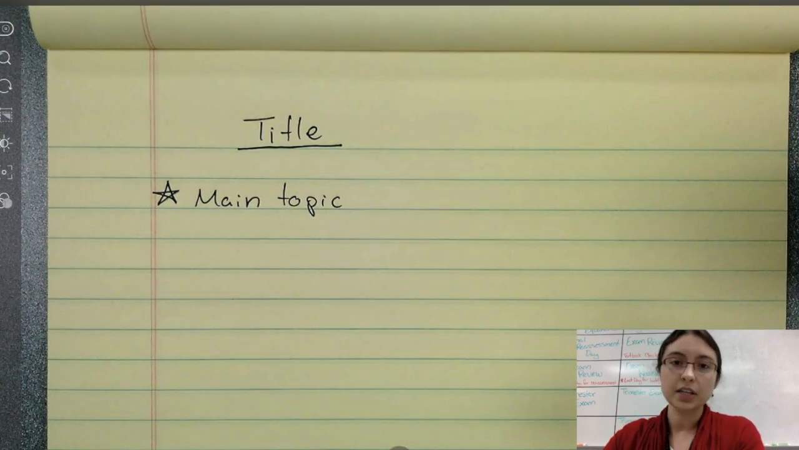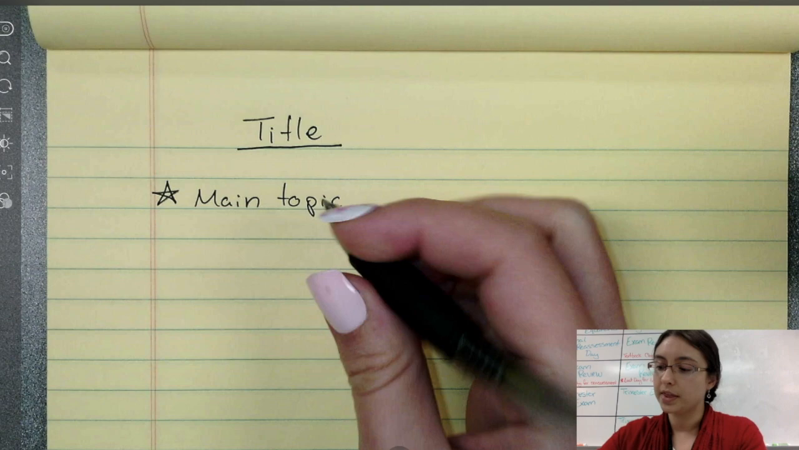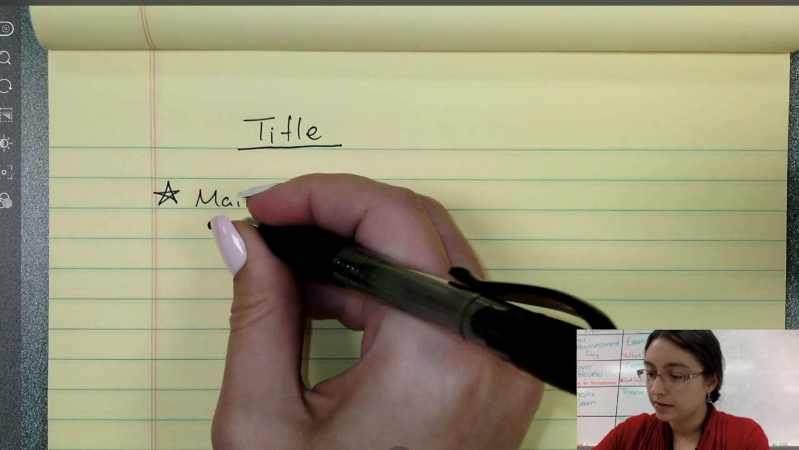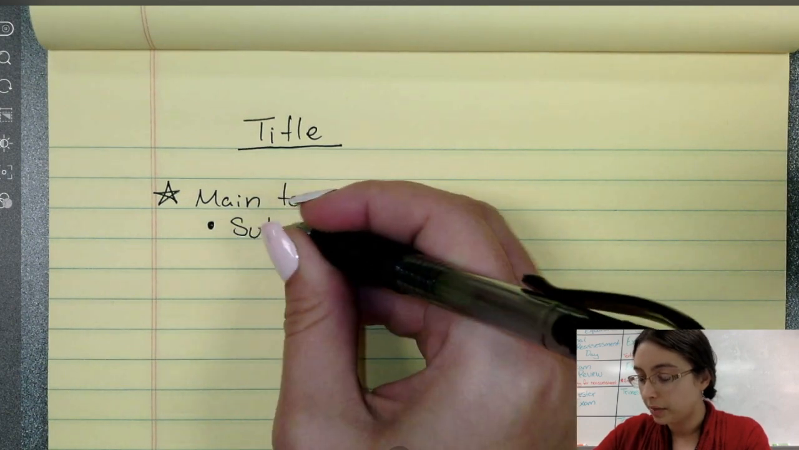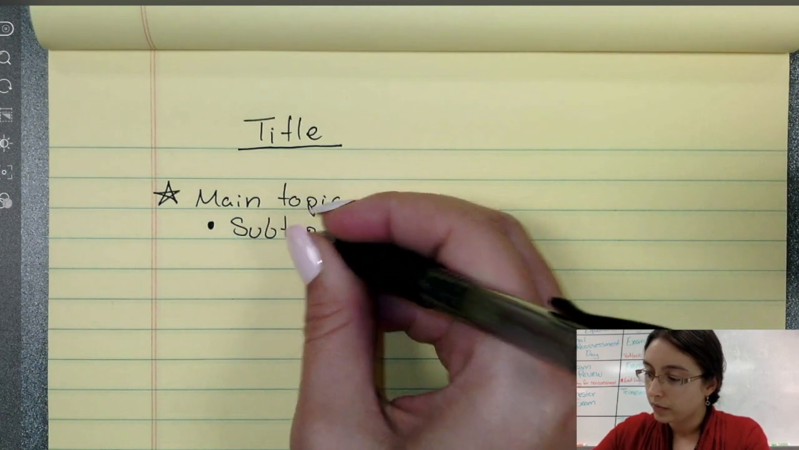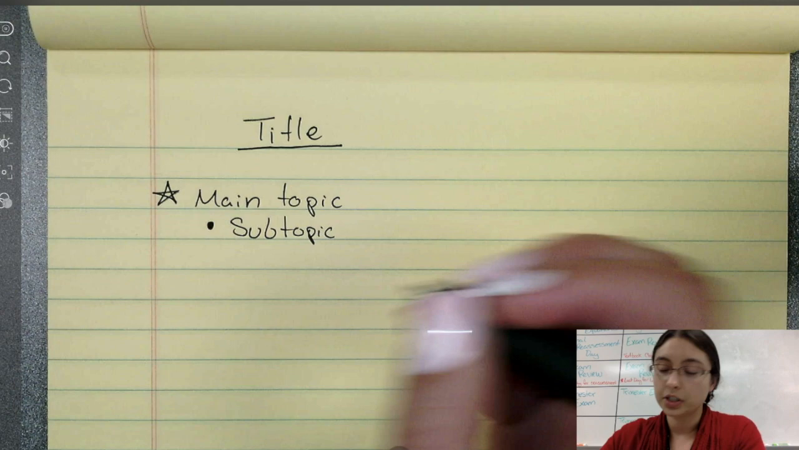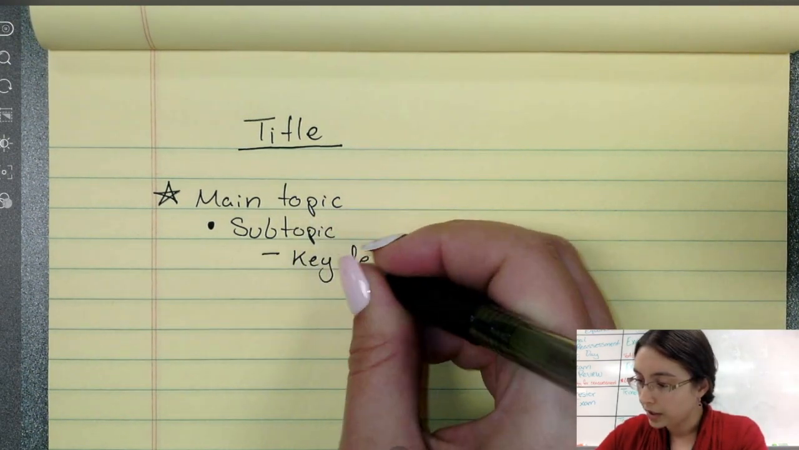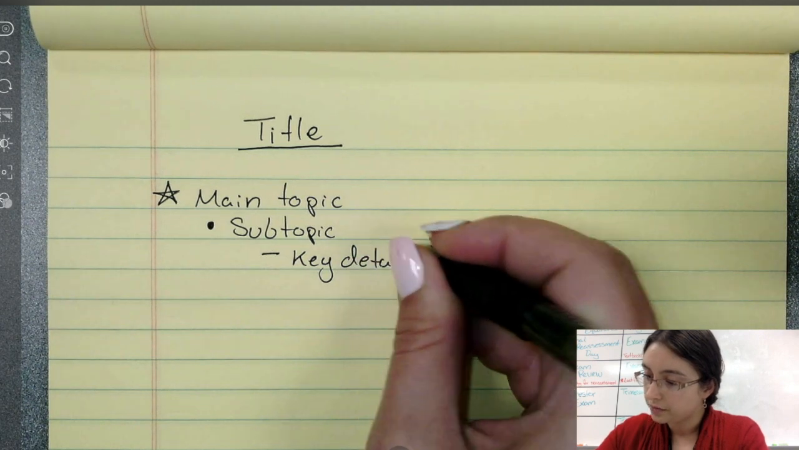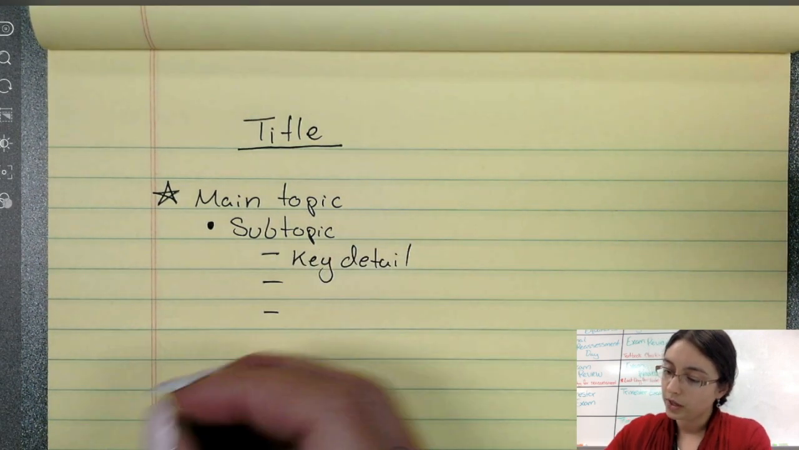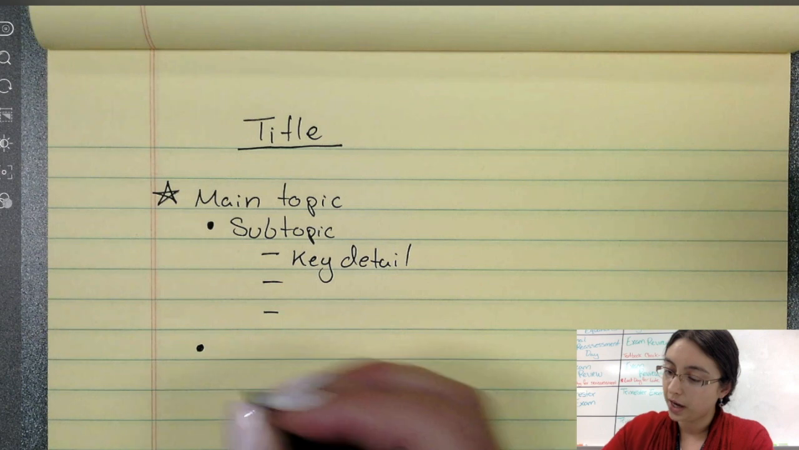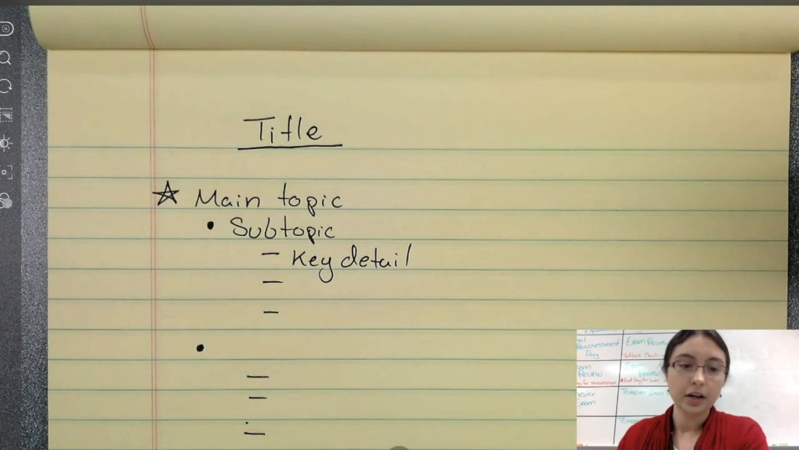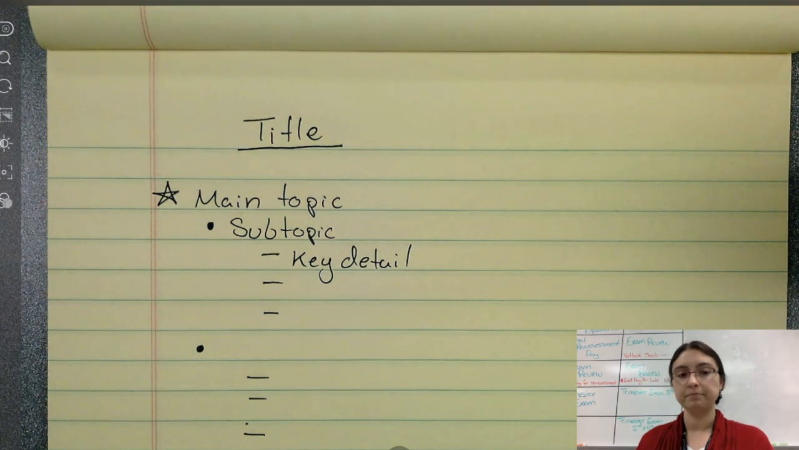And then most of the time, there's like little subtopics within that main topic. So I'd indent a little bit, and I'd put a dot, and that would be my subtopic. And then all the key points or key details within that subtopic, I'm going to mark with a dash. And then you'd probably have another subtopic with some more key points in it. And you'd have another main topic, and you'd go on like that.